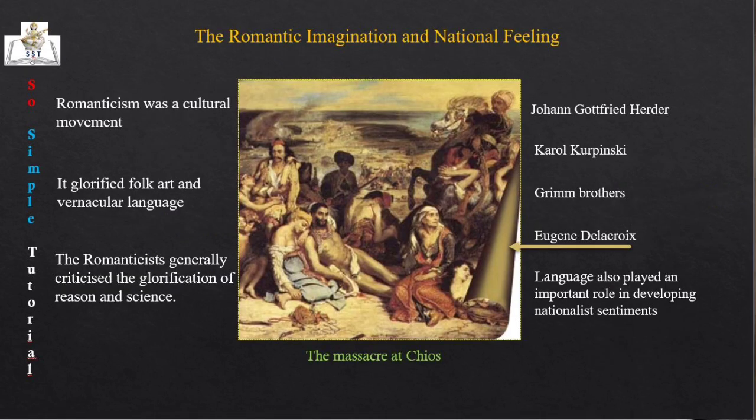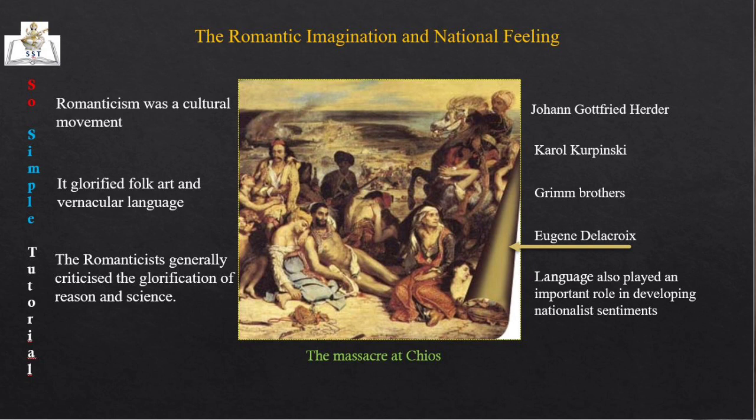Let us now revise the next topic, the Romantic imagination and national feeling. My dear students, art and poetry, stories and music also help express and shape nationalist feelings. That means culture also plays an important role in creating the idea of the nation. Romanticism was such a cultural movement during the early 19th century in Europe. This movement sought to develop a particular form of nationalist sentiment.